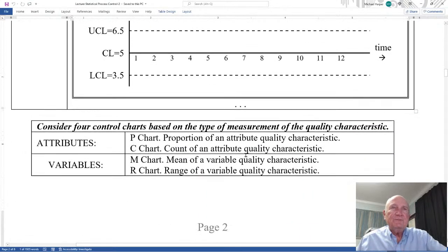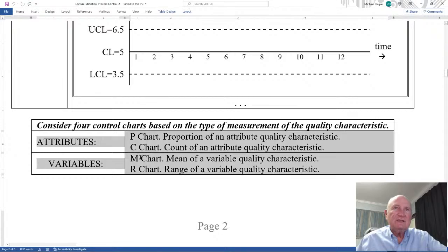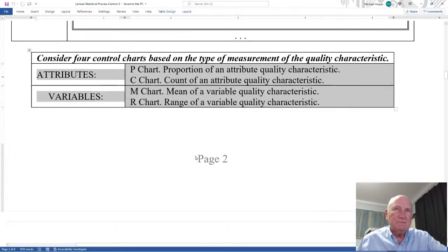Now let's consider 4 control charts based on the type of measurement of the quality characteristic and how we measure the parameters. There are 2 attribute charts, a P chart and a C chart. P is the proportion of an attribute quality characteristic. C is a count of an attribute quality characteristic. And the variables charts are M and R. The M chart is the mean of a variable quality characteristic, and R is the range of a variable quality characteristic. So let's look at these 4 charts in this video.